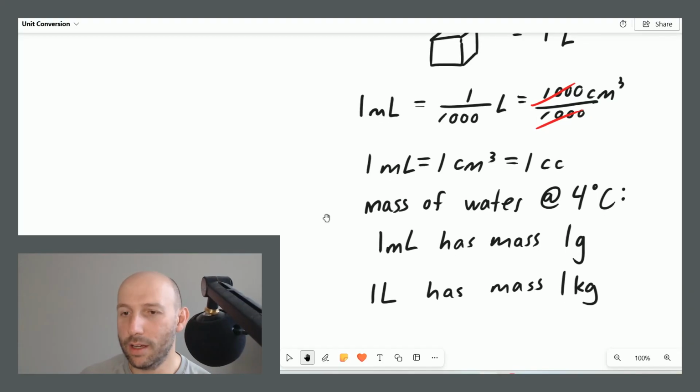These are not arbitrary independent units of length, volume, and mass, but they are related to one another based on the temperature where water has its maximum density.